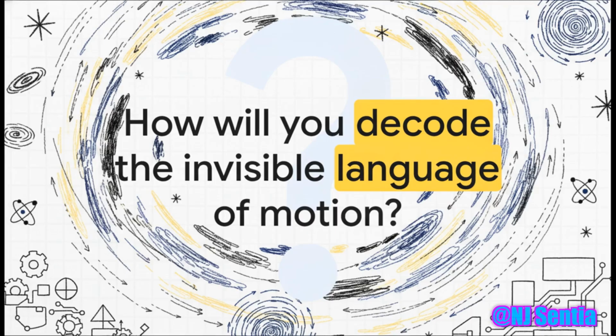So I'll leave you with this. The next time you watch a simple leaf fall or a car taking a tight turn, how will you decode the invisible language of motion happening right before your eyes?